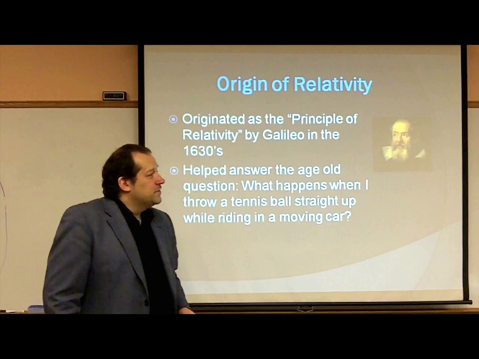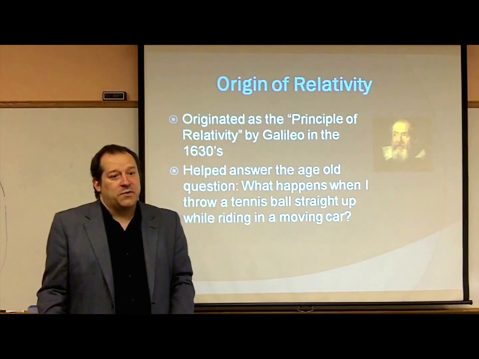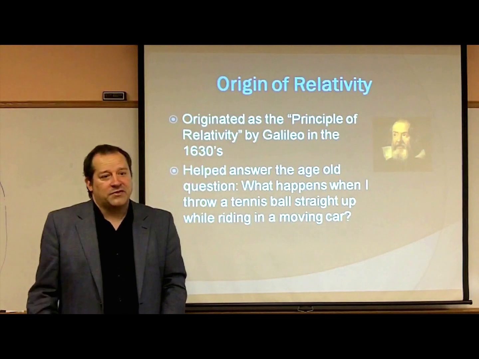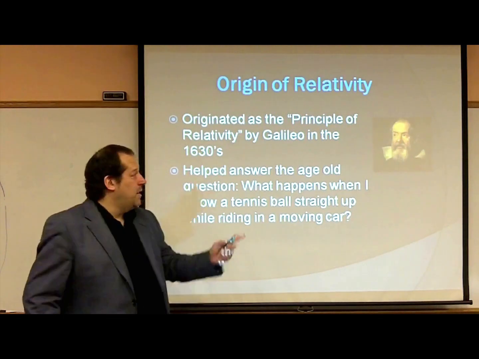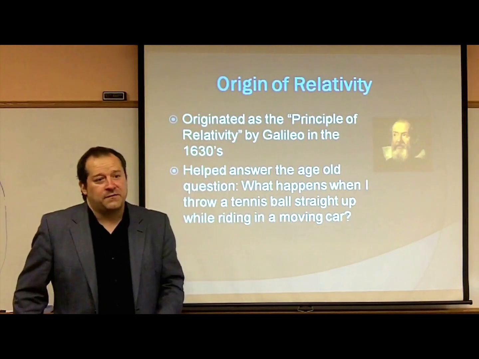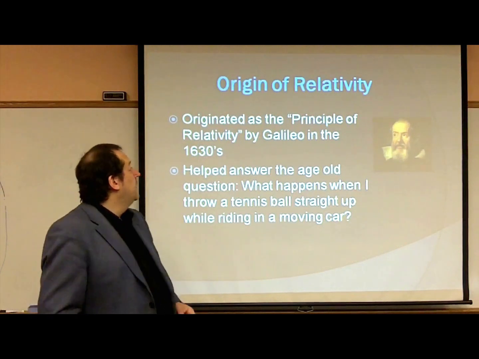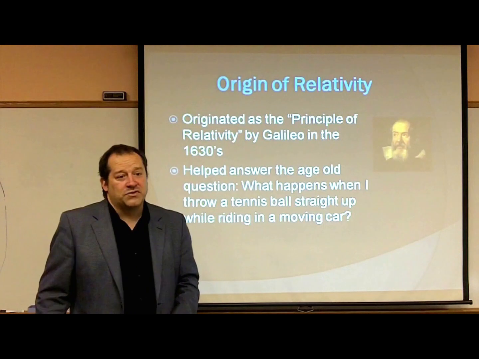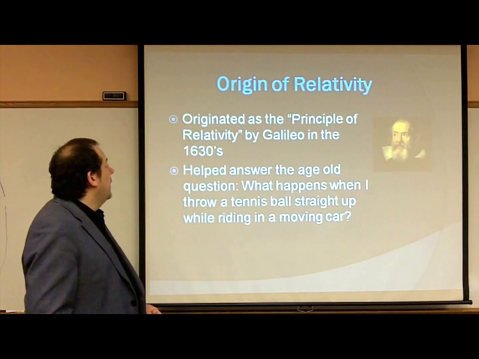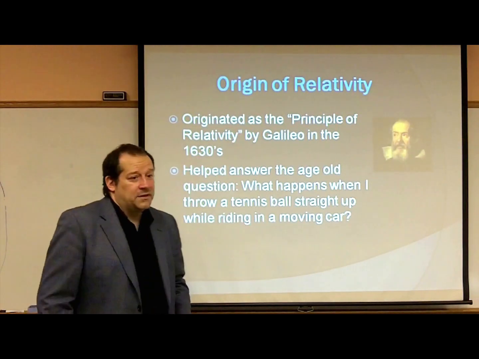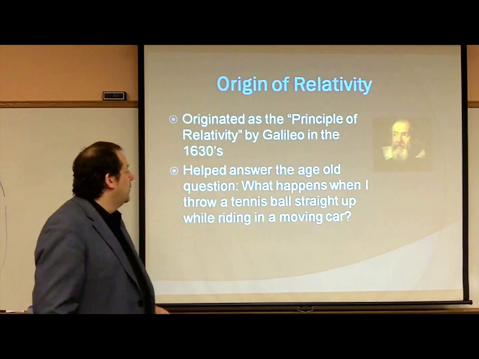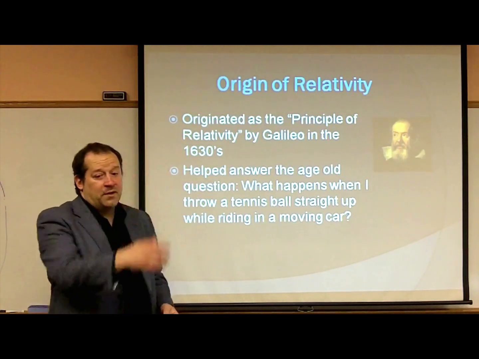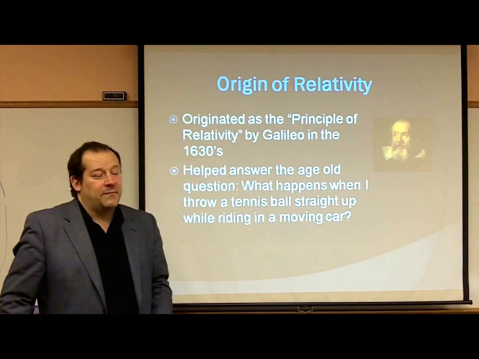So in order to fully understand what Einstein's relativity is, we actually have to go back to the 1630s, because relativity actually, as a concept, began back with the astronomer slash physicist Galileo. And Galileo was kind of obsessed with the study of motion and the study of objects. And Galileo's relativity, long before Einstein, actually helped answer the age-old question, what happens when I throw a tennis ball straight up while riding in a moving car?